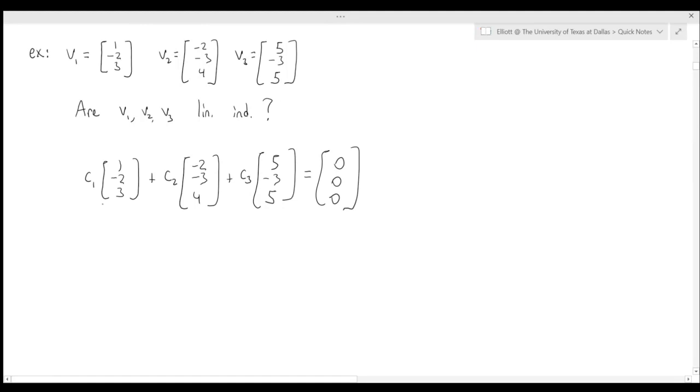Again, this gives us a system of equations, which we can solve by setting up the augmented matrix.